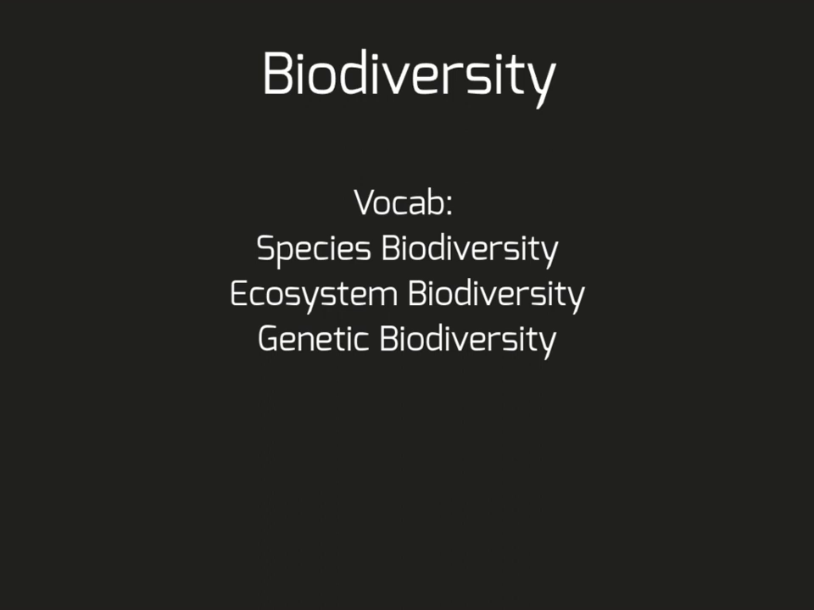Okay, biodiversity is one big giant word made of 2 smaller words. The first part of that is bio, which means life. And the second part of that is diversity, which just means variety. So if you put that together, biodiversity is a variety of living things. There are 3 different types of biodiversity: species biodiversity, ecosystem biodiversity, and genetic biodiversity. We're going to talk about each one of those separately here.